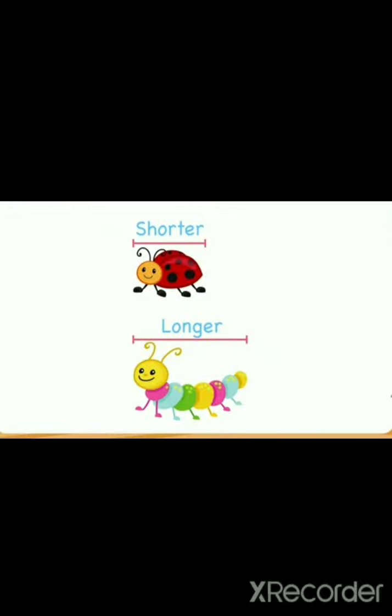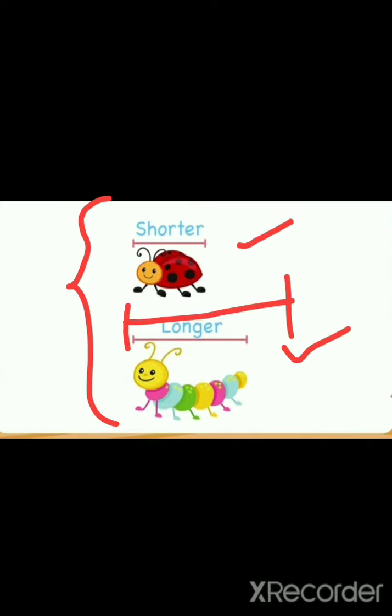Here is another example. A bee is given and an insect is given here. Now we need to see which one is shorter and which one is longer. On the basis of their heights we can describe them as shorter and longer. You can see this insect is longer in size than this bee.